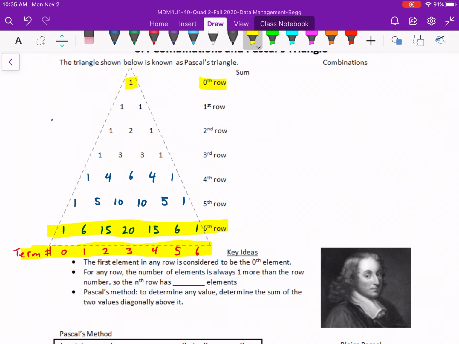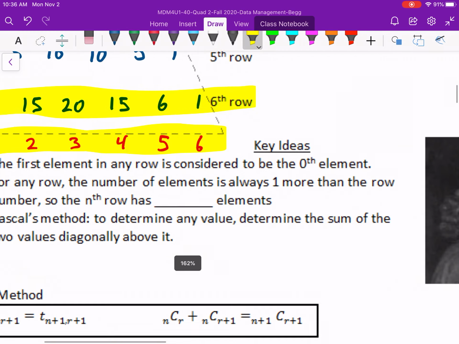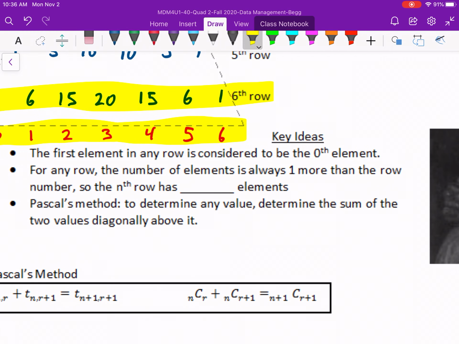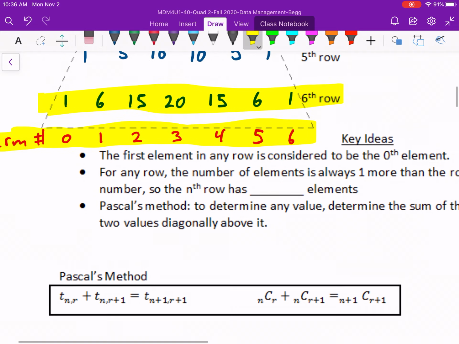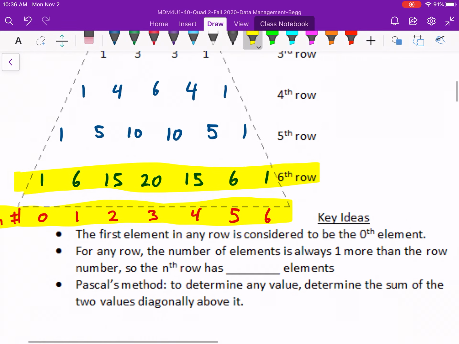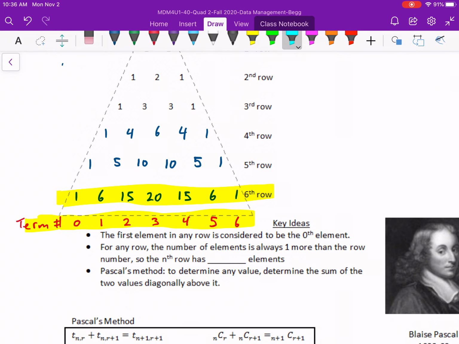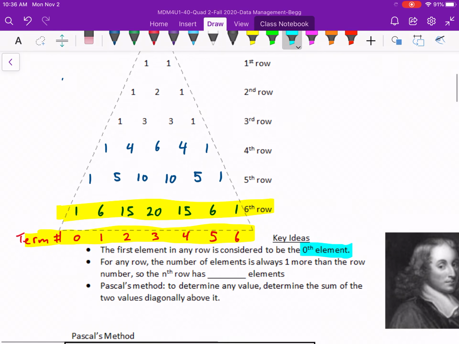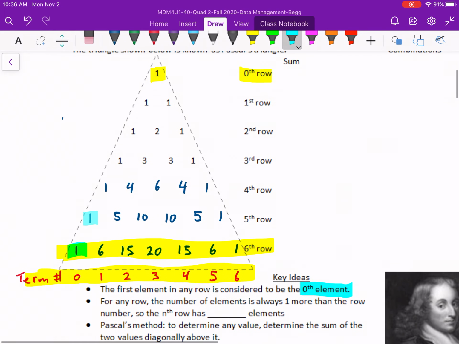One of the things that we can see, if I look at the key ideas, I've already talked about some of them. The first element in any row is considered the 0th element, right? So the 0th element in every one of these rows is 1. So the 0th element is always going to equal 1. That's an interesting thing to keep in mind.